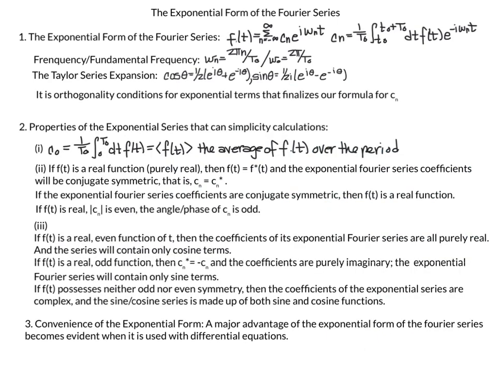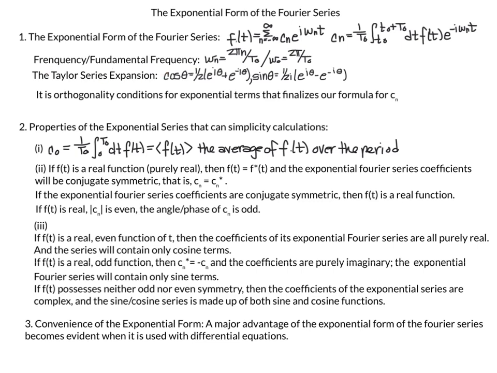To review what we've done in this video, we looked at the exponential form of the Fourier series. So we can model any f of t as a series, n equals -infinity to infinity, of coefficient c n times e to the i omega n t, where c n, the coefficient for the nth term, is 1 over t naught, where t naught is the period, times the integral from t naught to t naught plus our period of f of t times e to the minus i omega n t. Omega n being our frequency, which is 2 pi n over t naught.